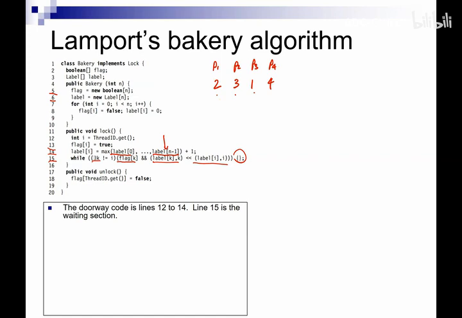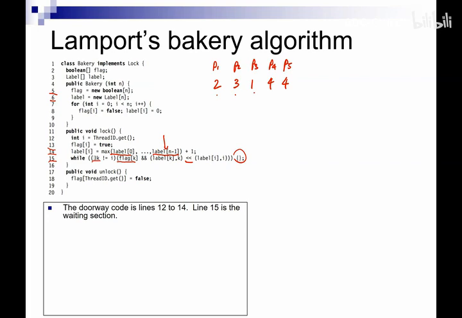Now, it's possible that another process, P5, comes at basically the same time as P4, and he also reads these labels, 2, 3, and 1. In that case, he's also going to set his label to be 4. So now P4 and P5 have a tie in their labels. This is a problem, because here we need to compare these labels.